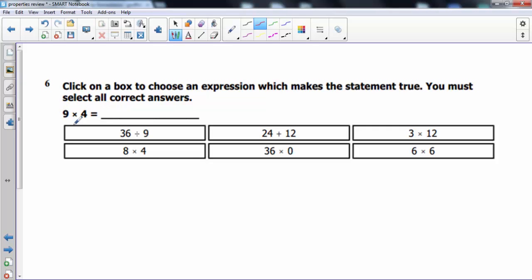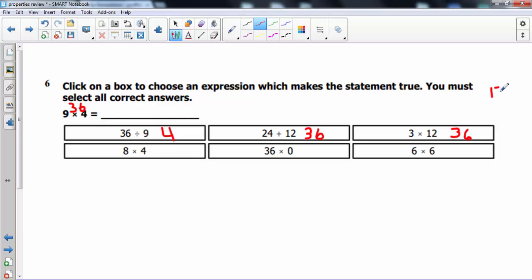So immediately I need to figure out what is on this side of the equal sign. So 9 times 4, I can use my 9's trick and I figure out that it is 36. Then I want to go through and find the amount on each one of these and pick the ones that equal 36. 36 divided by 9, I can ask myself what number times 9 will give me 36. I can work backwards, and the best answer is 4. Or the only answer is 4. 24 plus 12, when I add those up, I get 36. 3 times 12 is 36.